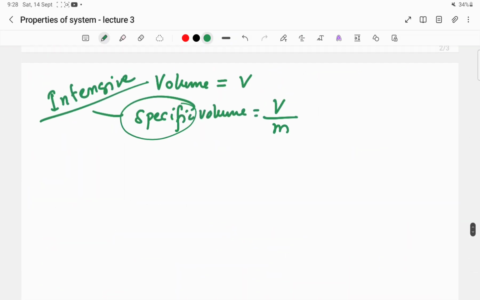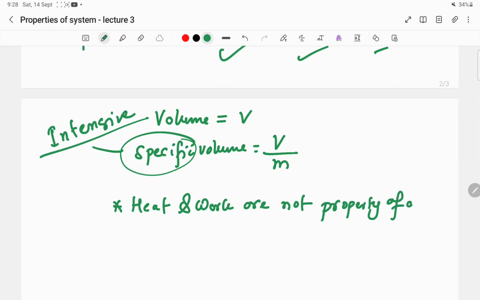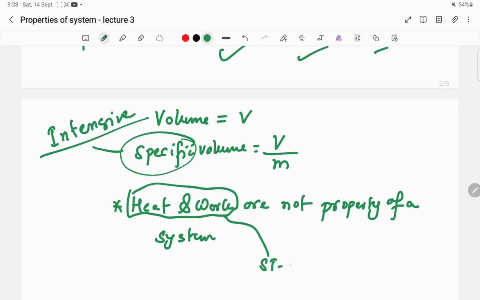Let me add one more thing which we'll be discussing in our upcoming videos also. Heat and work are not properties of a system. Heat and work are not properties of a system. They are actually functions, because, as I will be explaining in the upcoming videos, they are generated when there is a change from state 1 to state 2.